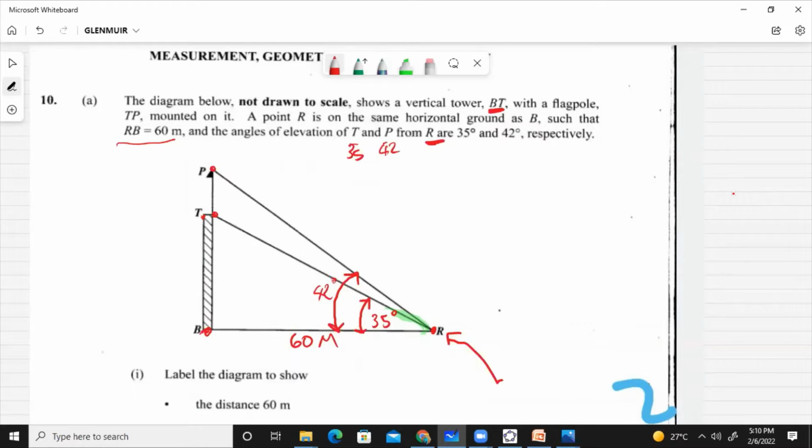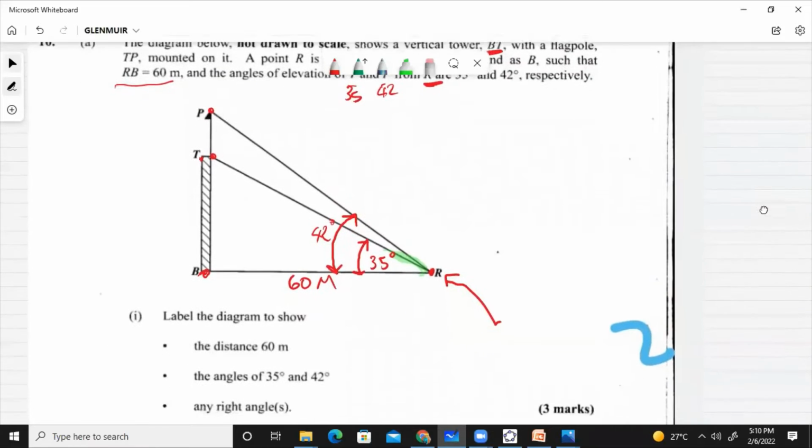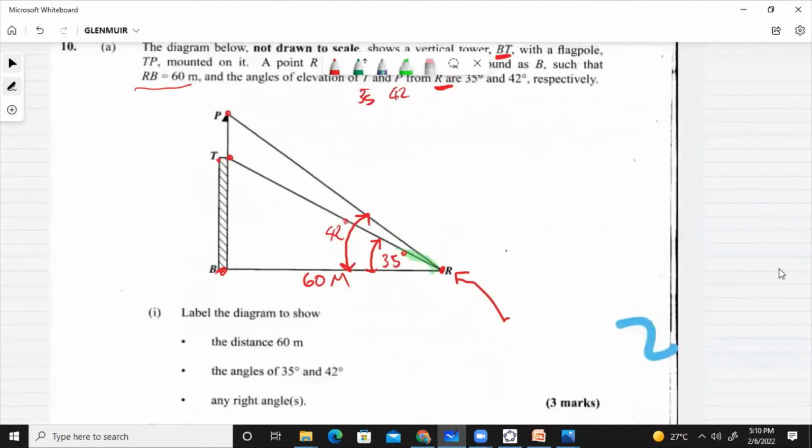All right. So that's the labeling. And as the question said, label the diagram. We have already put on most things except for this. Do not leave this off, because when this is left off, we have no evidence to use what we're about to use. Everything that comes out of the ground when you're dealing with elevation and depression is at 90 degrees to level ground. Just remember that.